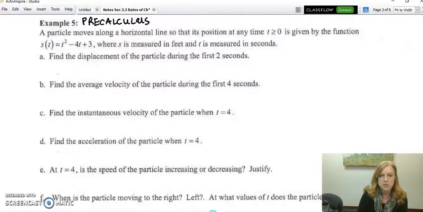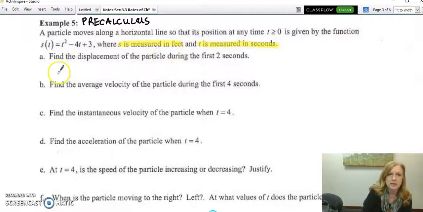Pay attention to the problem with your units, because that is something you're going to need to give for each problem, and we have time in seconds. All right, so we take a look at the first example. Find the displacement of the particle during the first 2 seconds.